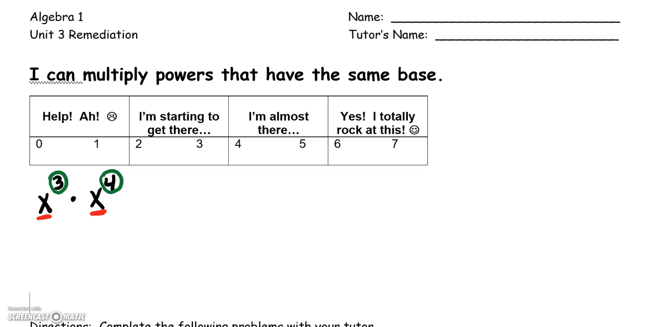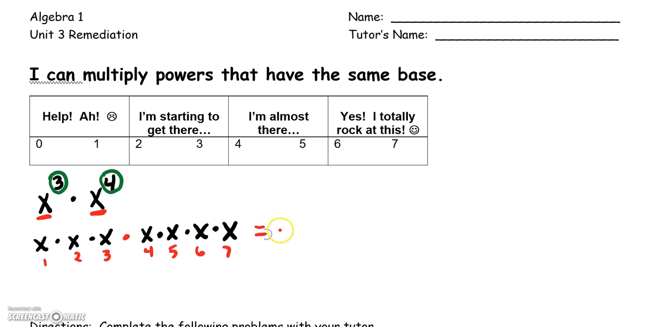Remember that exponents are really just fast ways of writing multiplication. So when we write x to the third, what we're really writing is x times x times x. And when we write x to the fourth, what we're really writing is x times x times x times x. When we multiply all of these together, we have 1, 2, 3, 4, 5, 6, 7 x's multiplied together. And so we can rewrite that in its shortened form as x to the 7th.